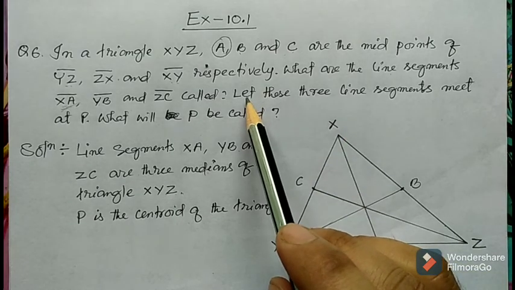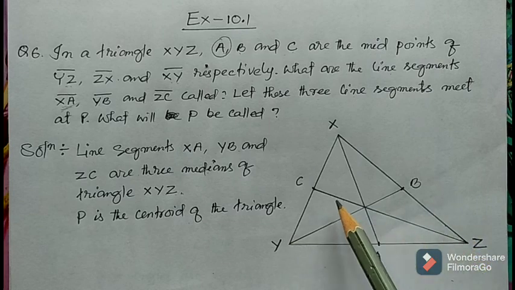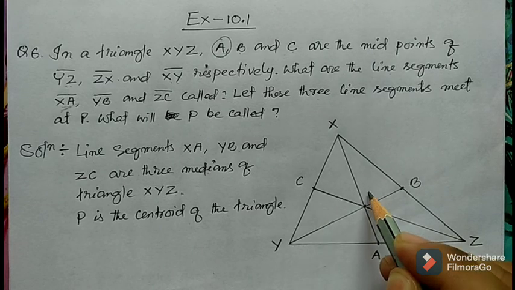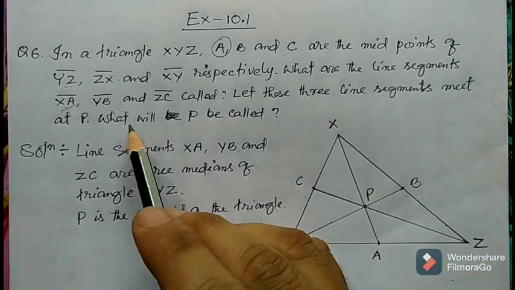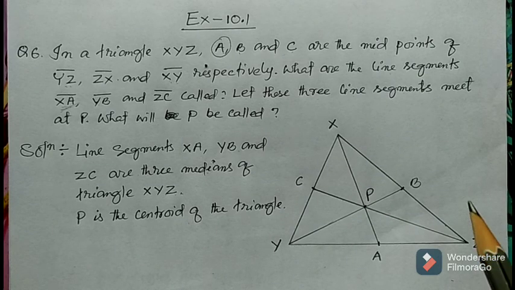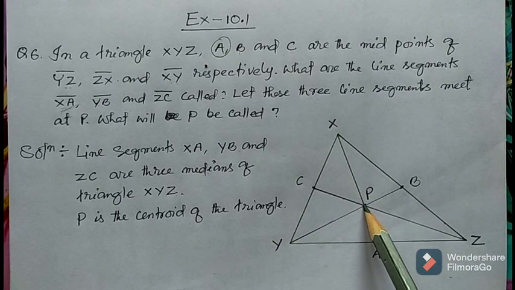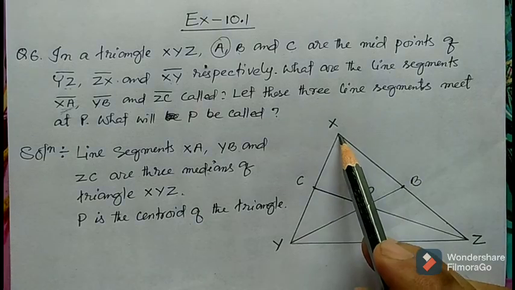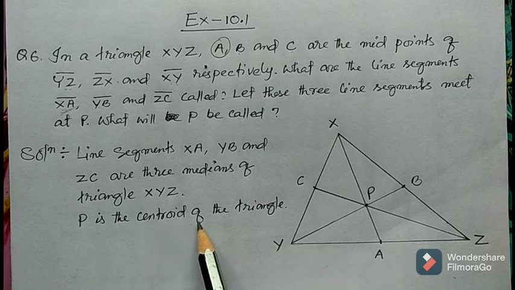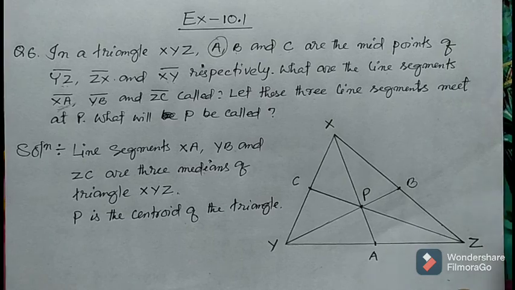And the second part is, let these three line segments, XA, YB, and ZC, meet at P. Let's say the meeting point of these three line segments is P. Then what will P be called? We already defined what a centroid is. Centroid is nothing but the point where the three medians of a triangle meet each other. So this P is the point where the three medians XA, YB, and ZC meet each other. So P is the centroid of the triangle. That is the solution of this textual question number 6.